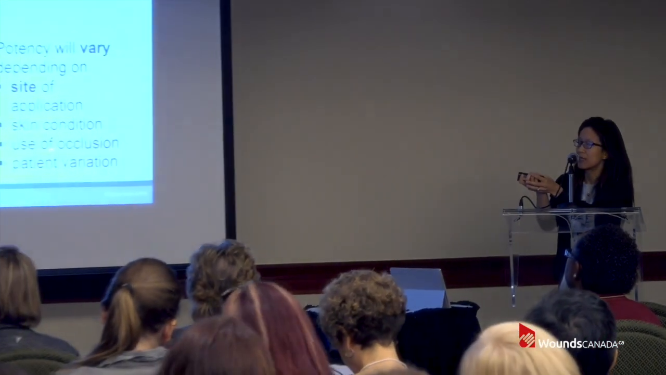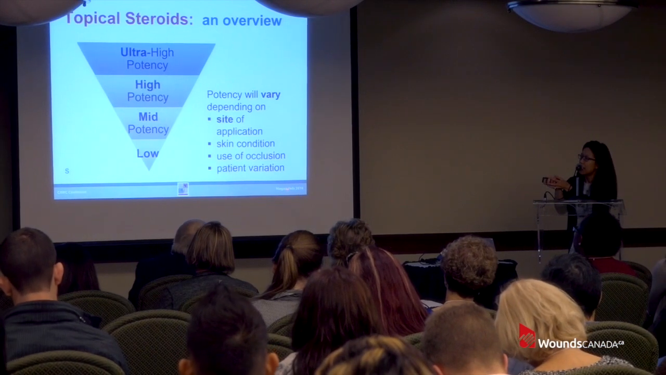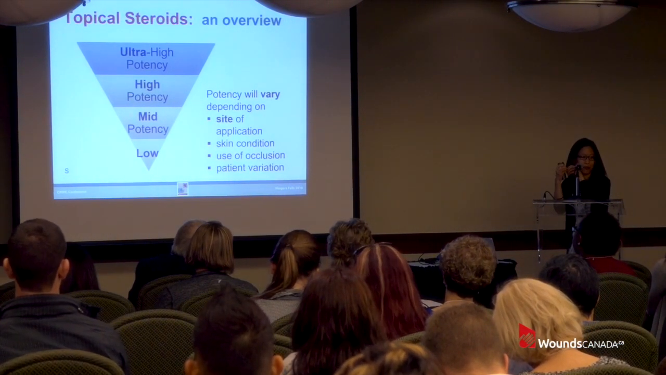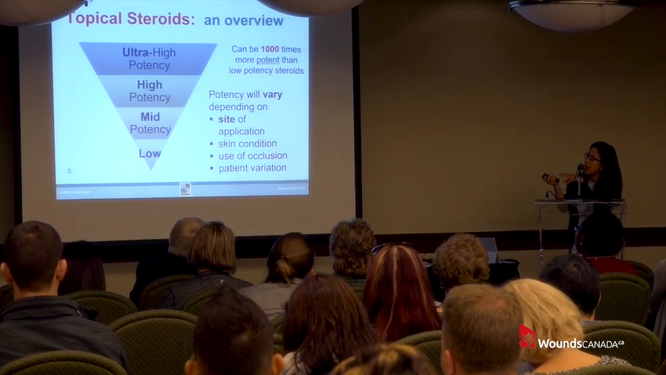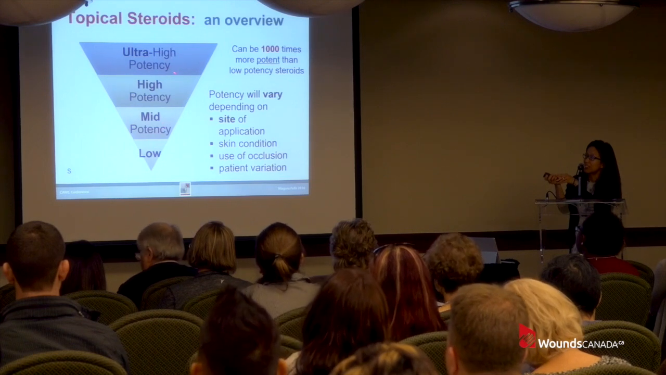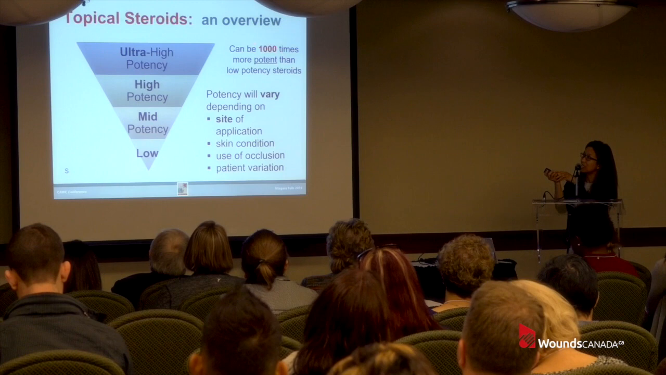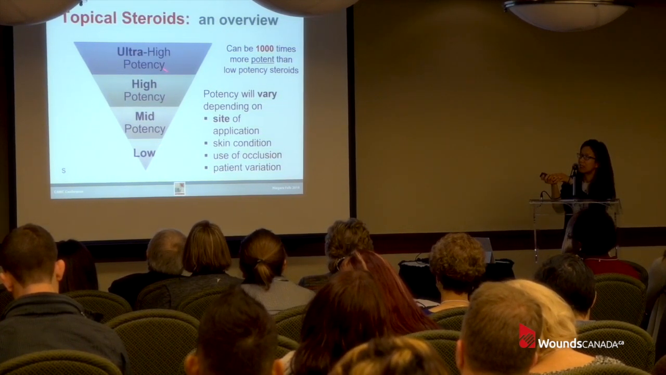The skin condition, again, the thickness of the skin, or whether the skin is open, whether it's an open wound or not. The use of occlusion will obviously affect the level of the potency. And patient variation, whether the skin is thin on its own, whether they're immunocompromised. And just to point out the differences, because even I didn't fully appreciate that, it can be a 1,000 times factor between here and here.